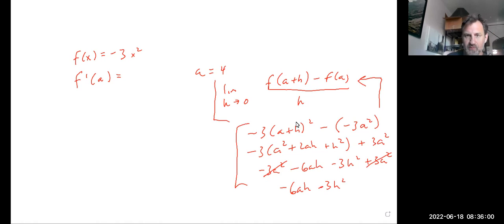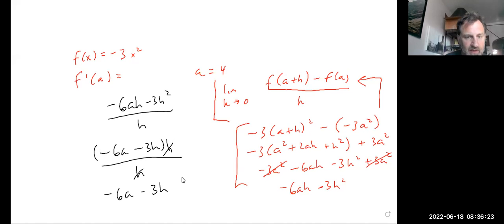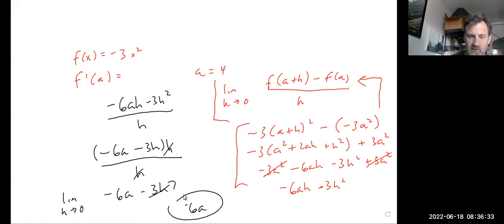Okay, now I'm ready to put it over h. Minus 6ah minus 3h squared over h. We can factor out an h from the top. Negative 6a minus 3h times h, boom, boom. So now I have minus 6a minus 3h. And if I'm taking the limit as h approaches 0, then this term goes away. So the answer is minus 6a. So if a is 4, then I get negative 24.